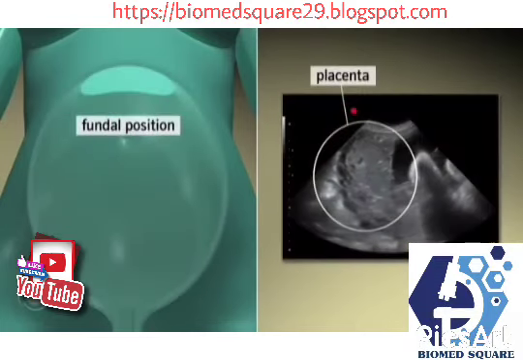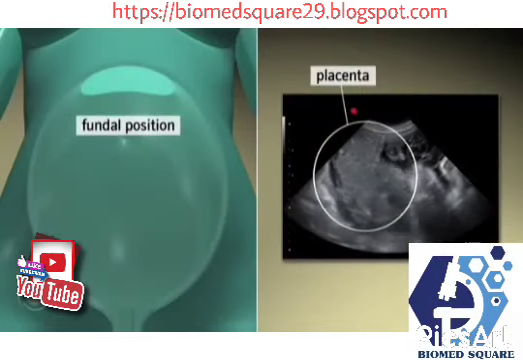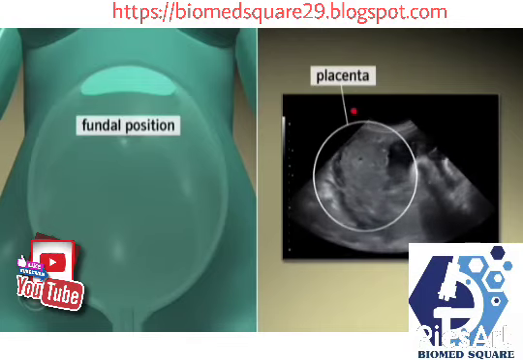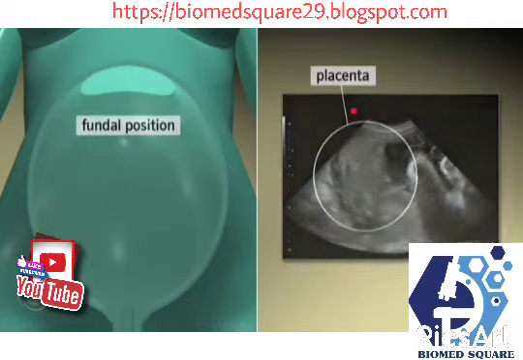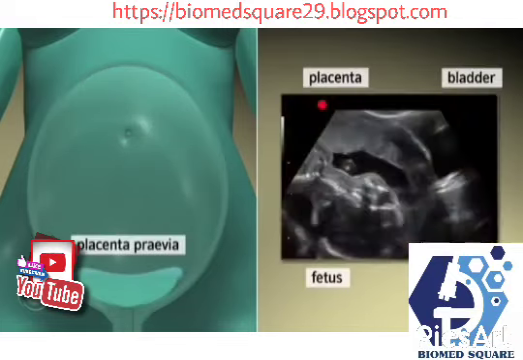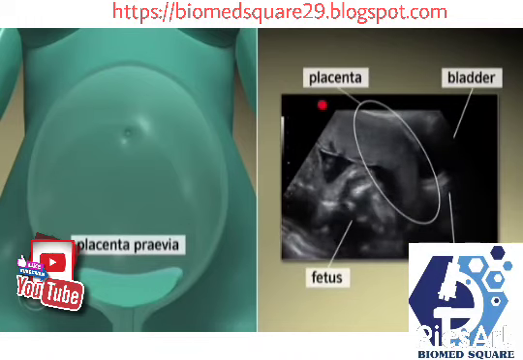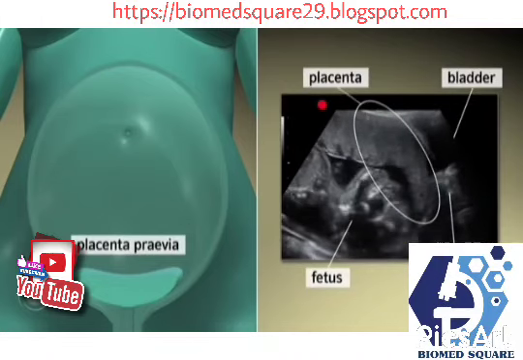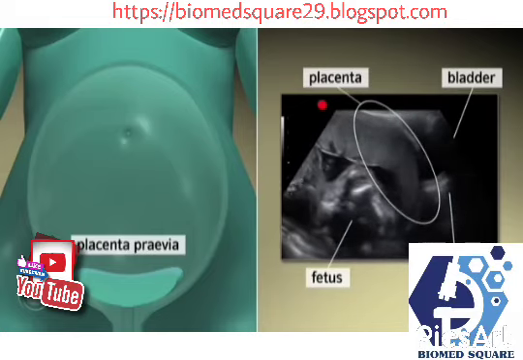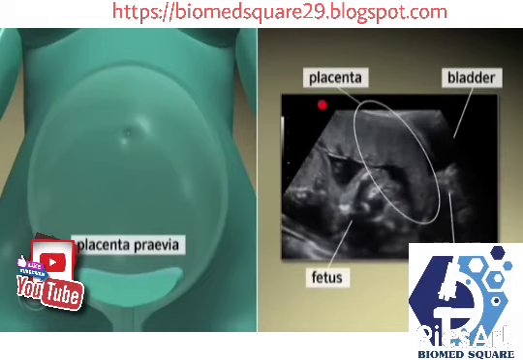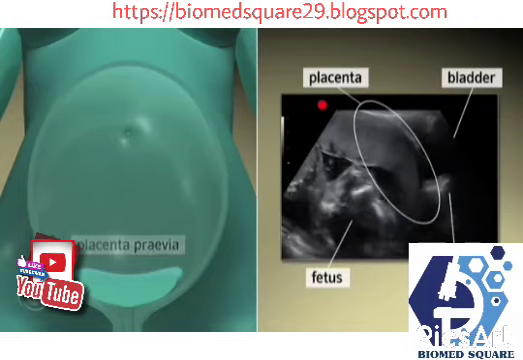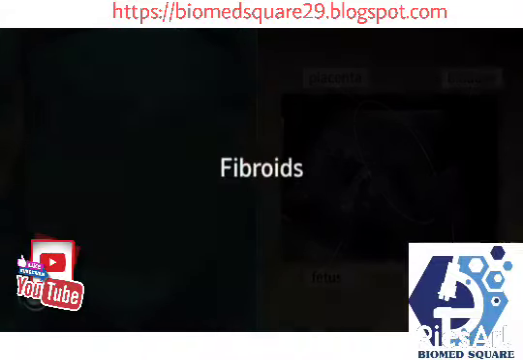Fundal position. Scanning in the longitudinal plane, the fundal placenta will be displayed on the left side of the screen. Placenta previa. Scanning in the longitudinal plane, the previa position will be shown on the right side of the screen. A low anterior placenta will appear between the bladder, which is seen at the extreme right of the screen, and the fetus on the left.